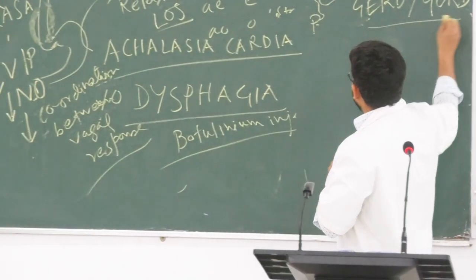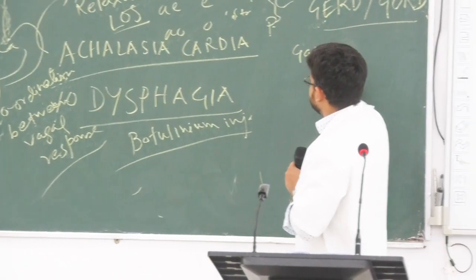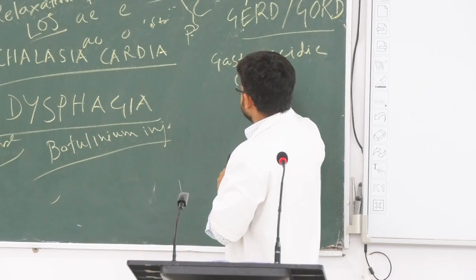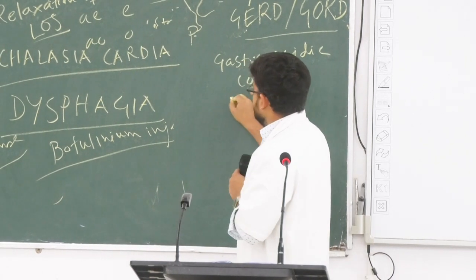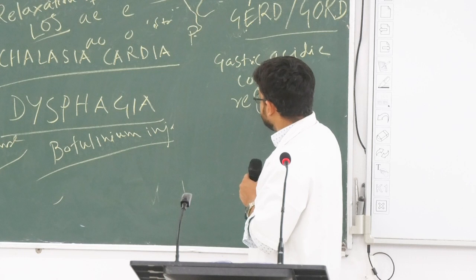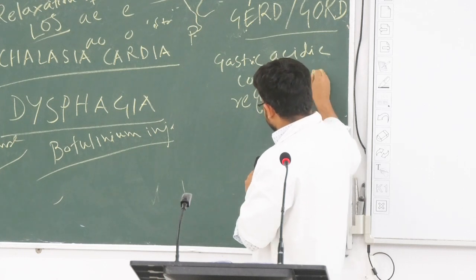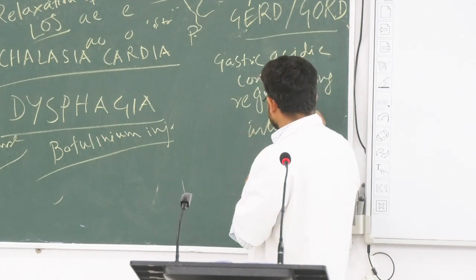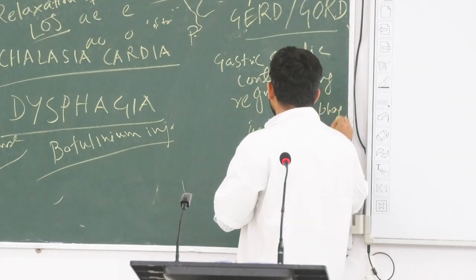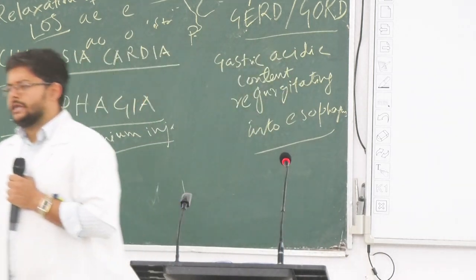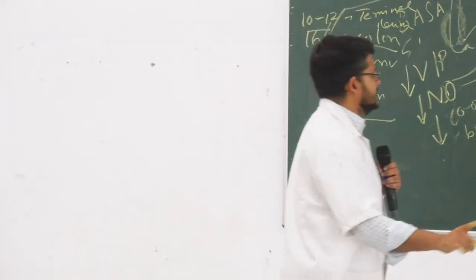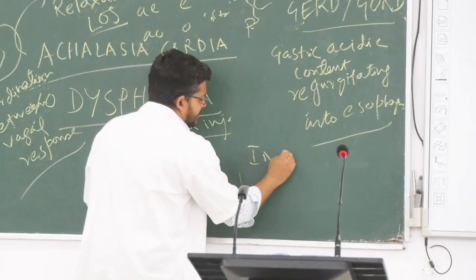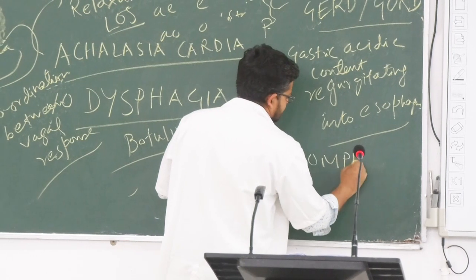মেজর জিনিসটা কি? মেজর জিনিসটা হচ্ছে গ্যাস্ট্রিক কন্টেন্ট, গ্যাস্ট্রিক অ্যাসিডিক কন্টেন্ট, রিফ্লাক্সিং or regurgitating into esophagus. তার মানে কেন হচ্ছে? The reason is incompetent LES.